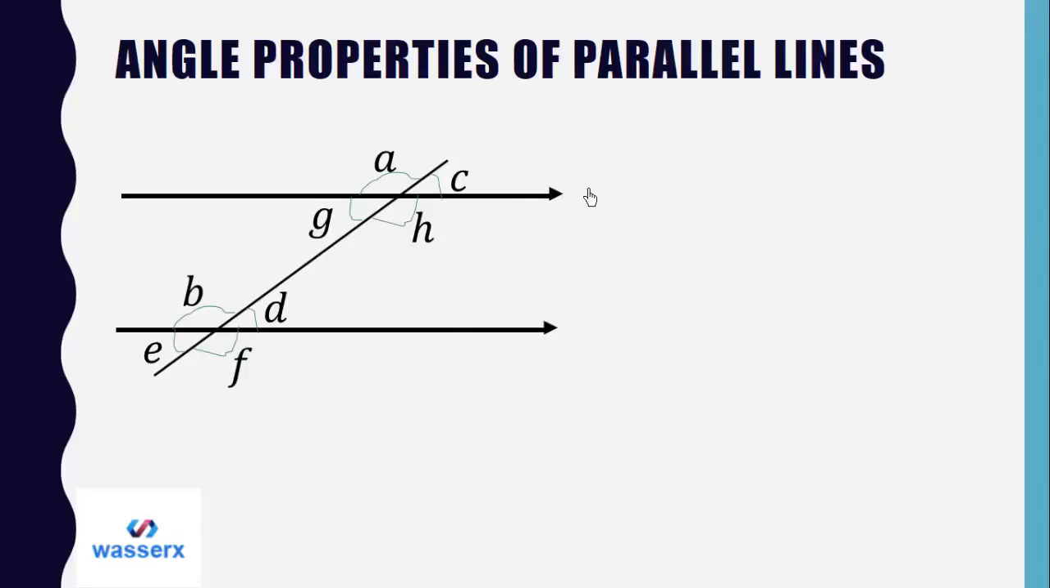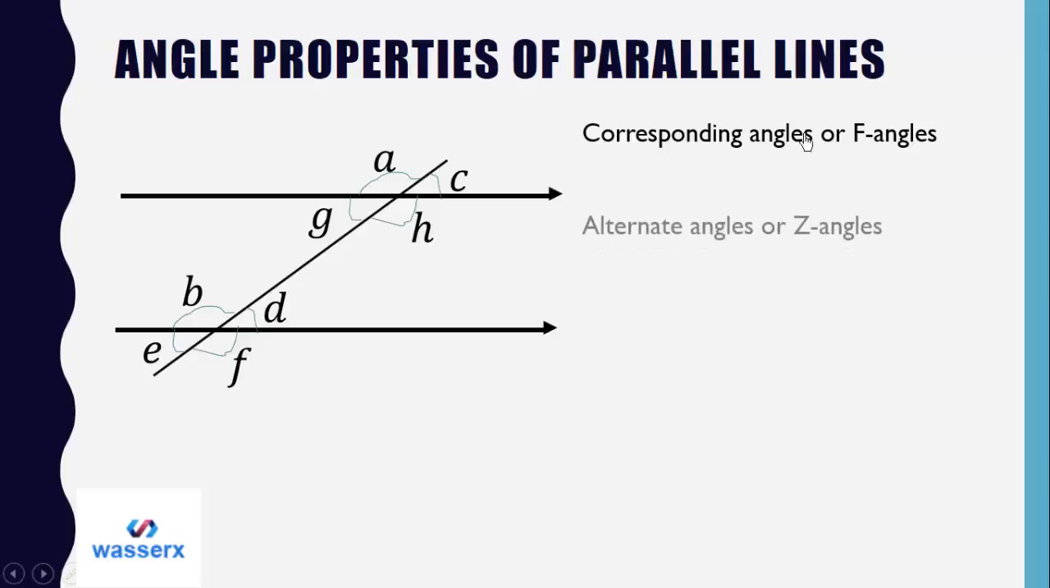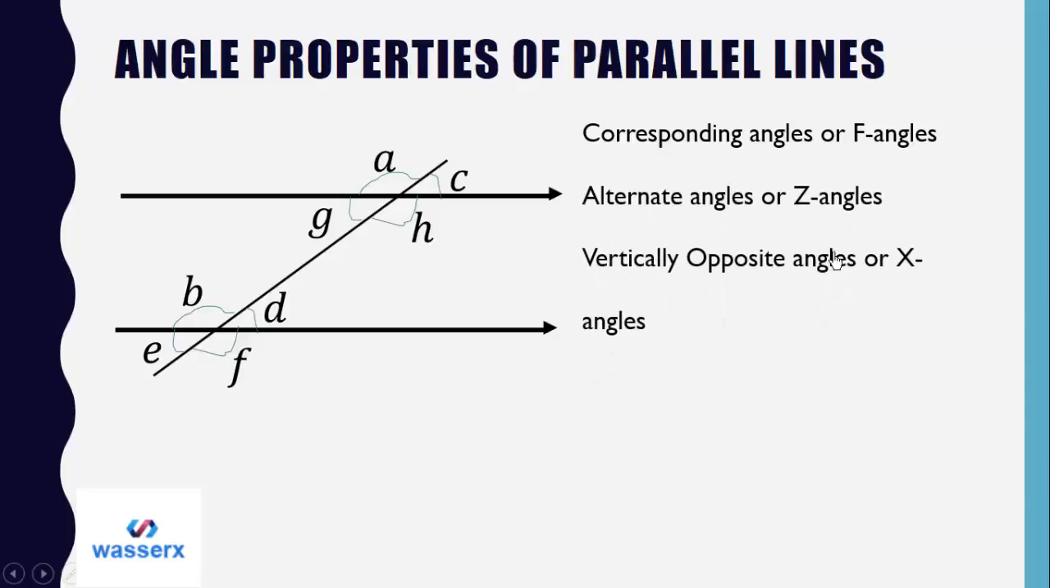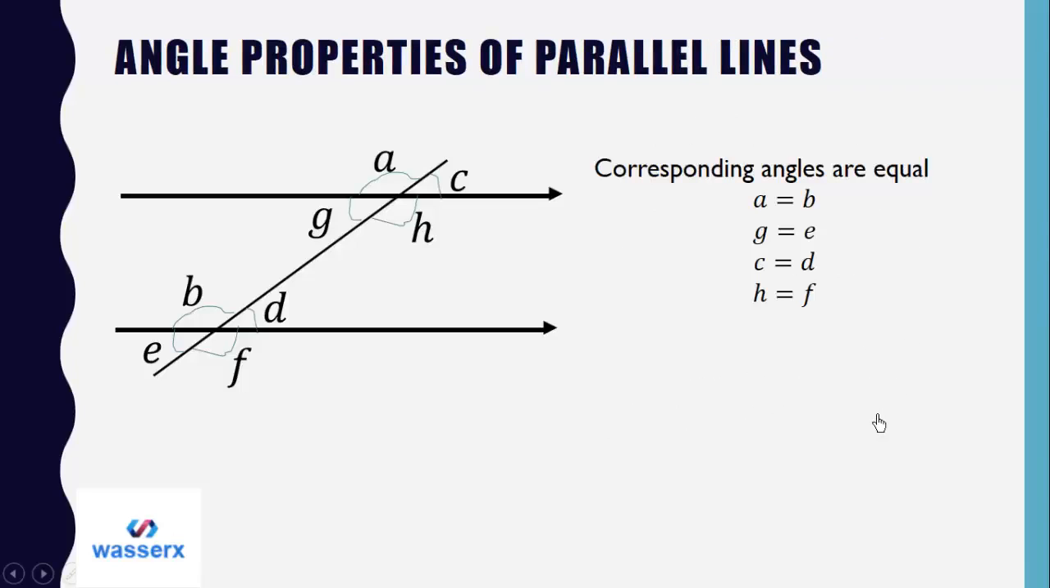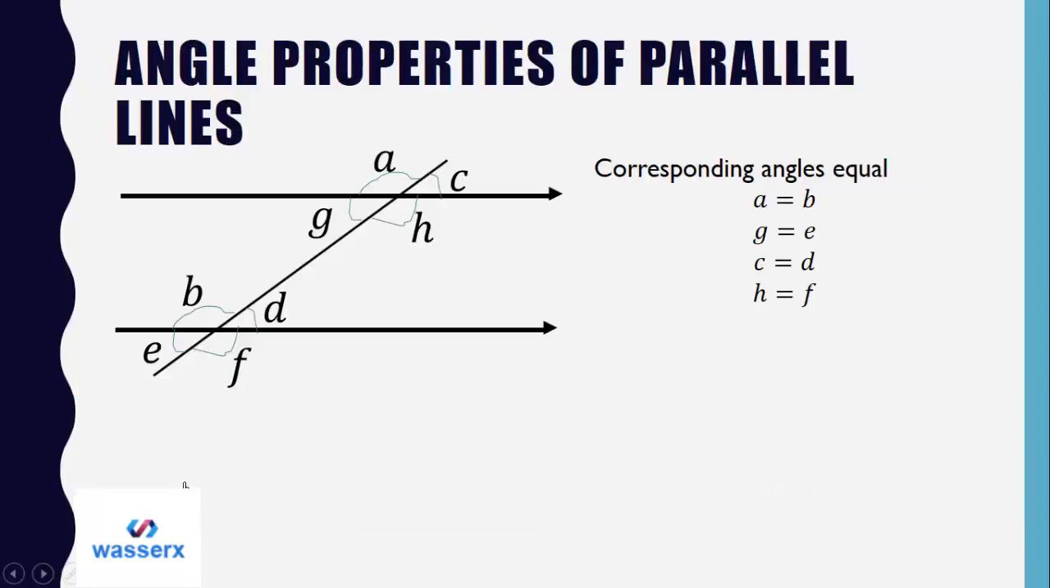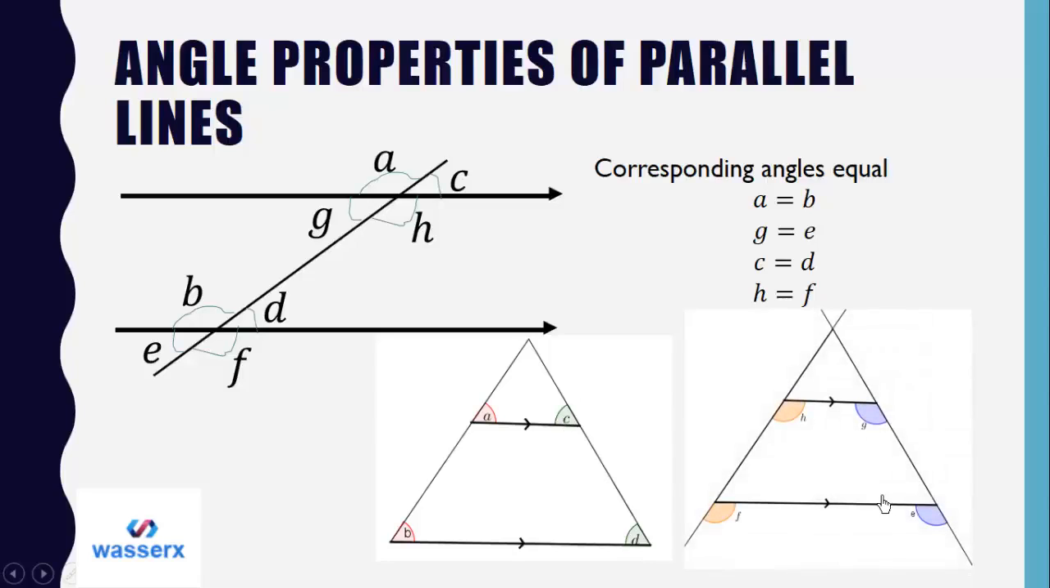Angle properties of parallel lines. If two parallel lines are intersected by a transversal, this is called transversal, then these angles are formed. Corresponding angles or F angles, alternate or Z angles, vertical opposite angles or X angles, then co-interior or C angles. Now corresponding angles are equal. So all these angles are corresponding. A corresponds to B, C corresponds to D, so they are all equal. H corresponds to F, G corresponds to E, so they are equal.